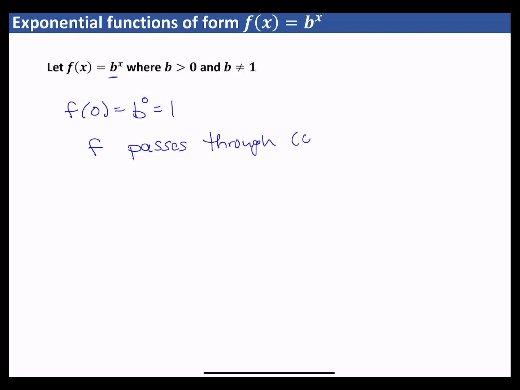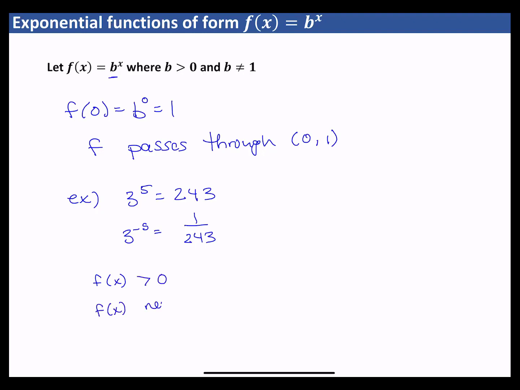Additionally, we stated that b is positive, and we know that a positive number raised to any power is always positive. For example, 3 to the 5th equals 243, and 3 raised to the negative 5th power equals 1 over 243. This tells us that the output of any exponential function of the form f of x equals b to the x will be positive. In other words, the graph of f of x is never 0 and thus has no x-intercepts.